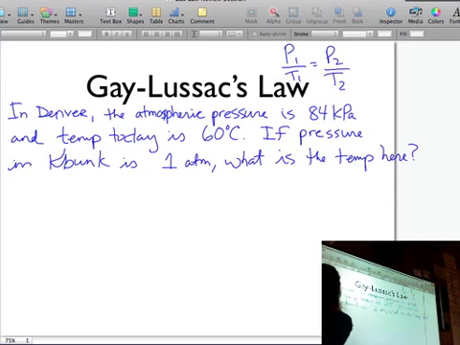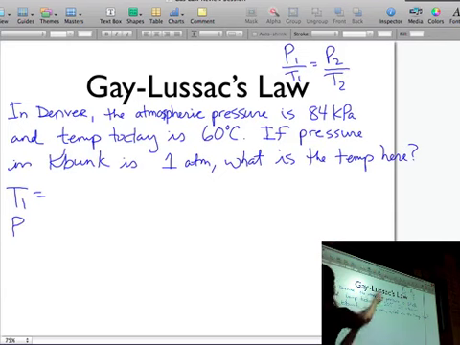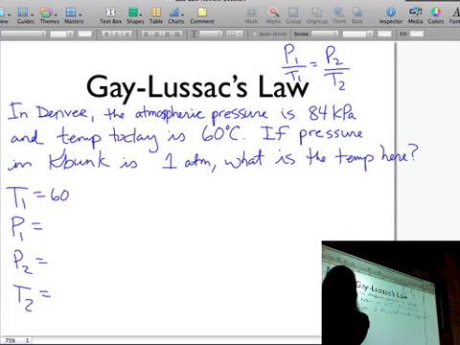I'll write out my method of solving. Can you write out the equation? I did. It's up. Oh, we just did one of these. No, we didn't. We did one with pressure and volume, Boyle's law. This one is pressure and temperature. Gay-Lussac. Pressure 1, 84. I'm gonna divide that.